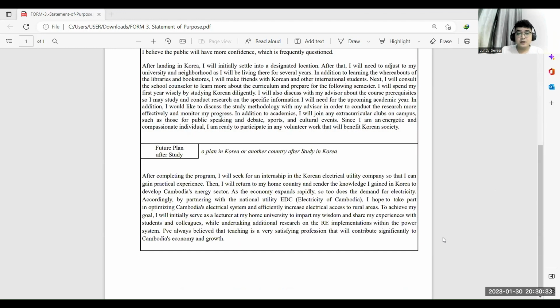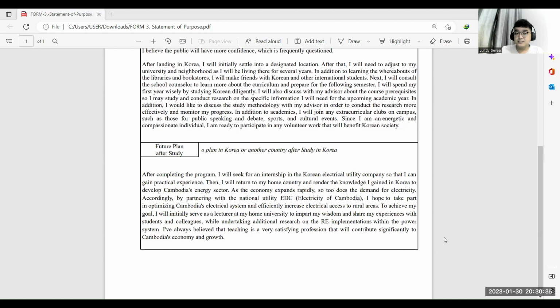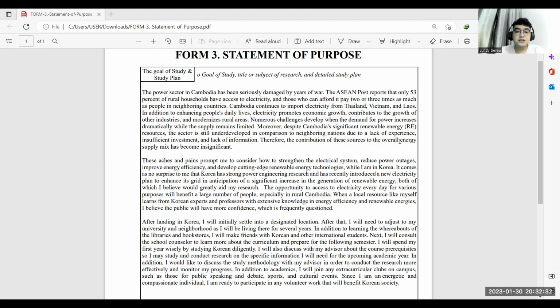And the next one is about the future plan after study. Basically, it's the plan in Korea or whichever country applicants would like to go and work, or it can be your home country. Any plans after you study in Korea? All right, so here's how my statement of purpose looks like.